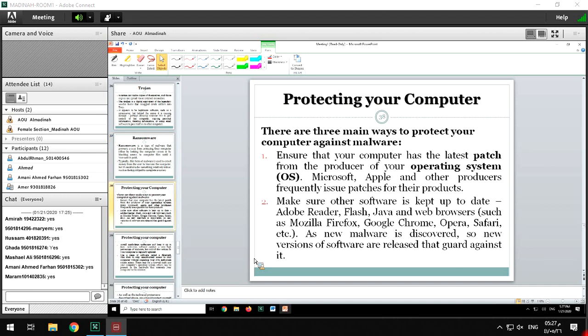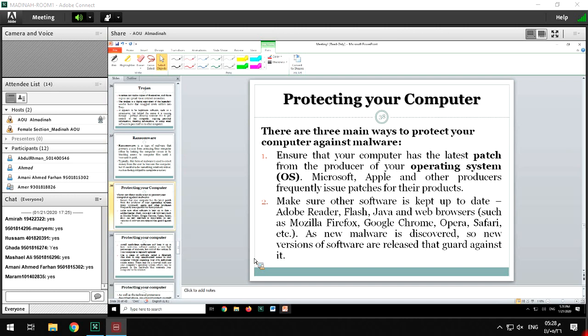Okay, so this is about the safety thing: protecting your computer. There are three main ways to protect your computer against malware. First thing is to make sure that the operating system is updated and has a patch to protect your computer, that is, has some software to protect your computer through the operating system.